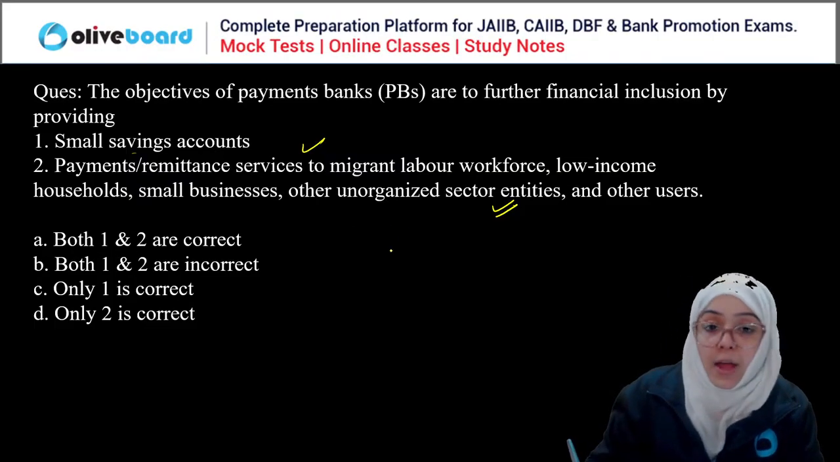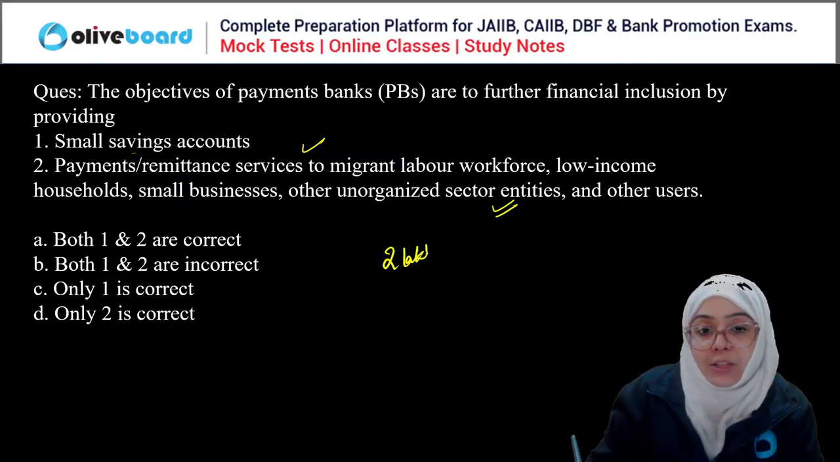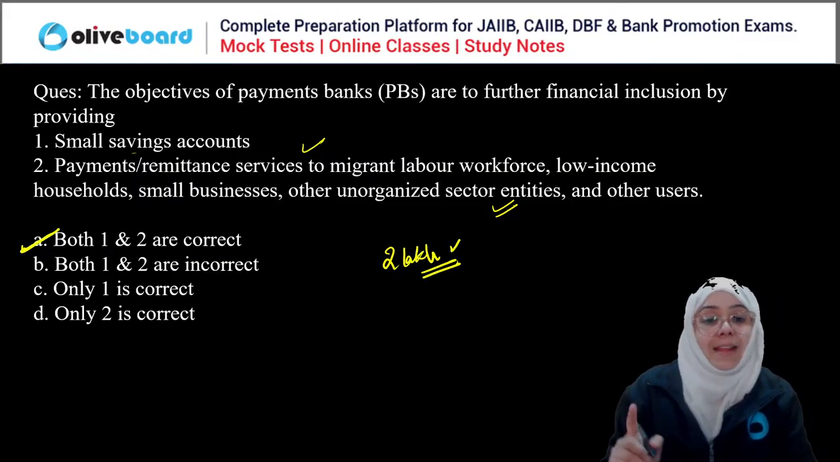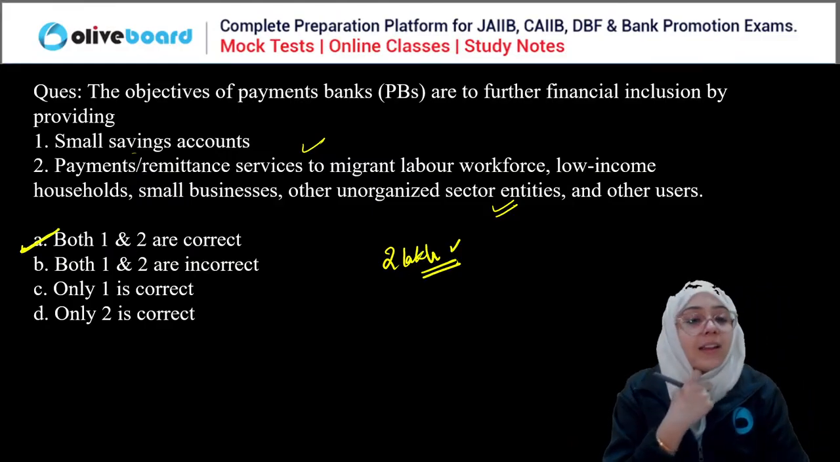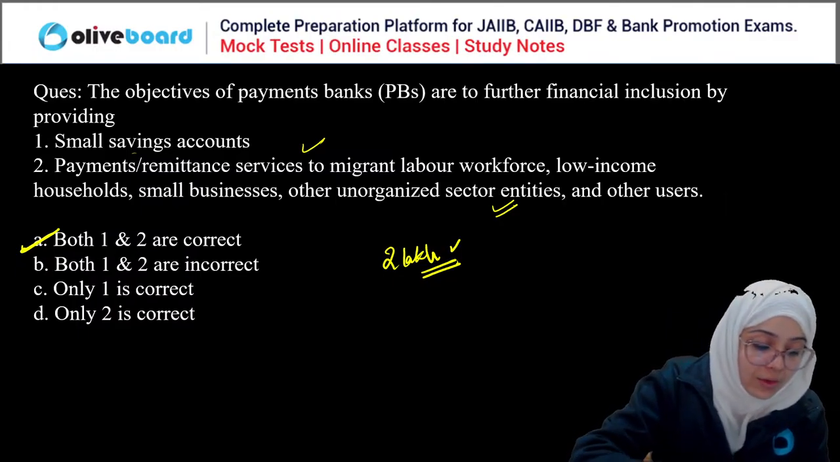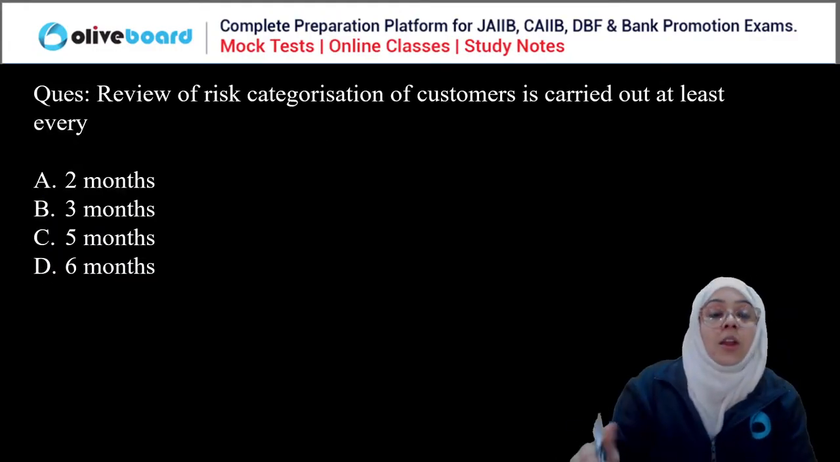Yes, 2 lakh. Correct, Gopal and Hema. 2 lakh is the correct answer. Both are very important. So yes, A is the correct answer. Both are the correct statements, and 2 lakh is the limit. True, everybody. Okay. Good. Next question.